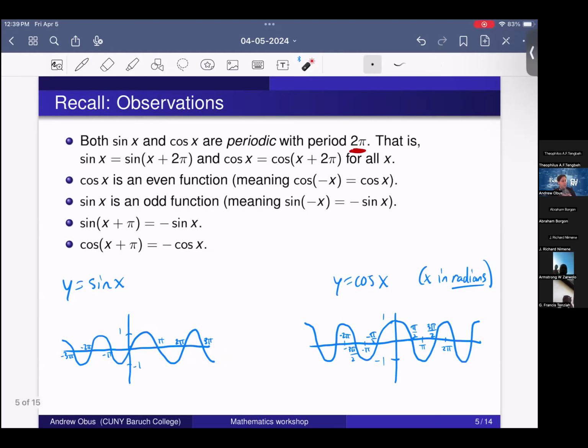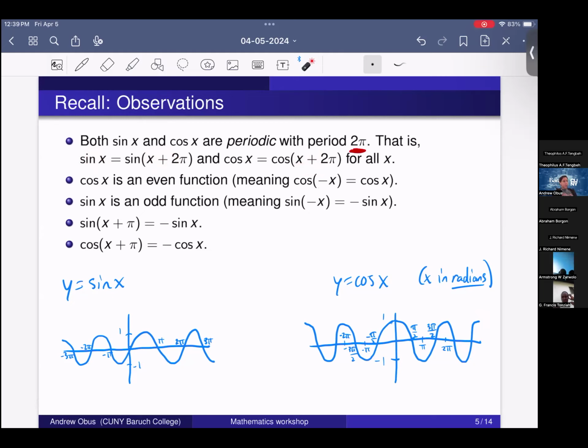And same thing with cosine of x. If I go from 0 to 2 pi, that's the same thing as going from minus 2 pi to 0, and it'll keep going on forever. So the graph keeps repeating itself every 2 pi. In terms of algebra, the way that we think of that is we say that sine of x is equal to sine of x plus 2 pi, and cosine of x is equal to cosine of x plus 2 pi for any x, okay?